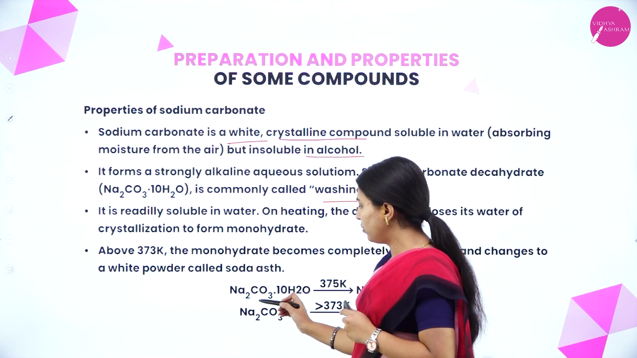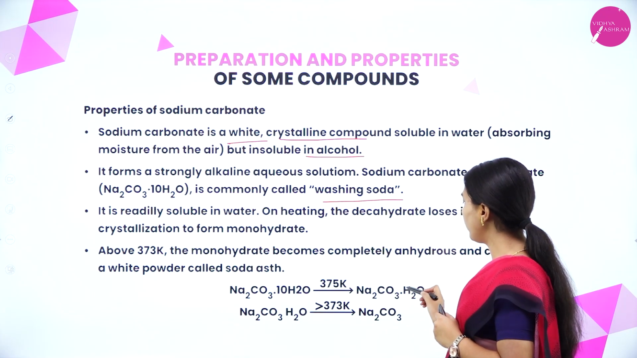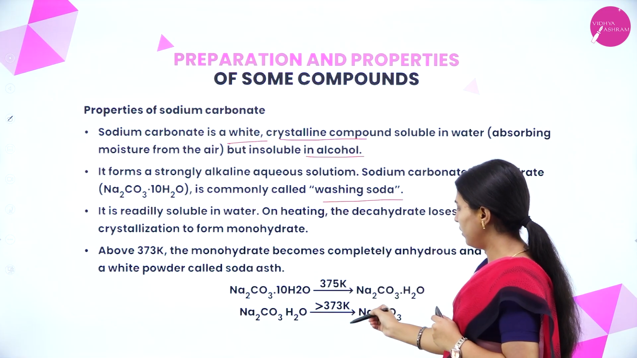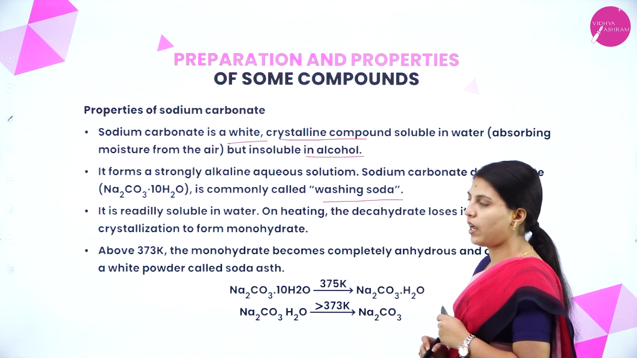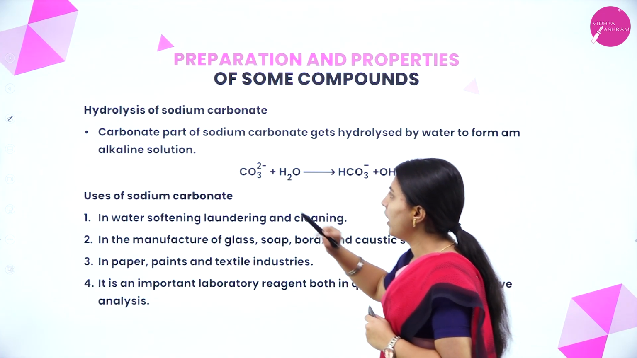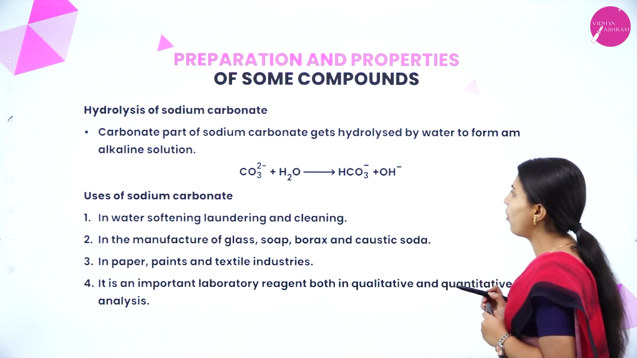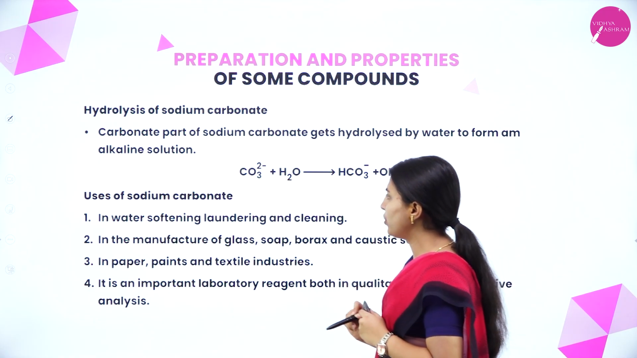This is sodium carbonate decahydrate. At 375 Kelvin, it will form sodium carbonate monohydrate. That monohydrate, above 373 Kelvin, will form anhydrous sodium carbonate. Next, hydrolysis of sodium carbonate. The carbonate part of sodium carbonate gets hydrolyzed by water to form an alkaline solution. It will form an alkaline solution.